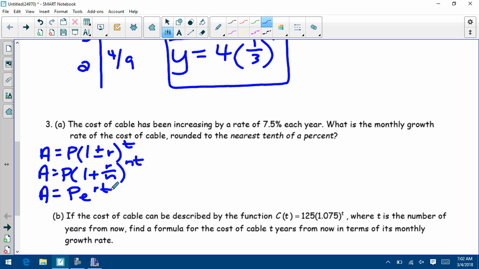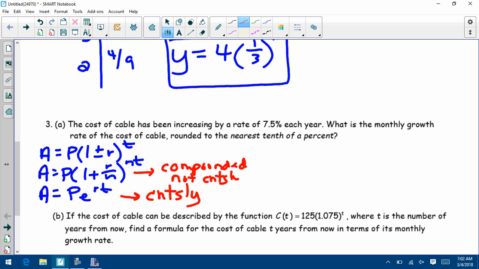So remember the key words. Which of these 3 would you use if you saw the word continuously? Pert, sure, Pert. Continuously always means E, so Pert. How about the word compounded, anything other than continuously? That's that middle one. So this is compounded, not continuously. And then this one is just for if you see anything about an annual rate. It could be growth or decay.